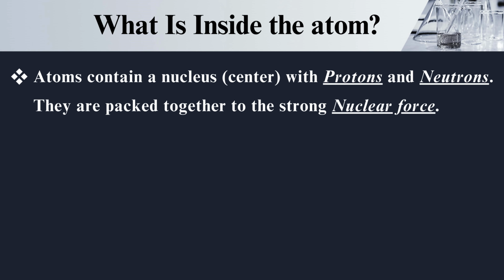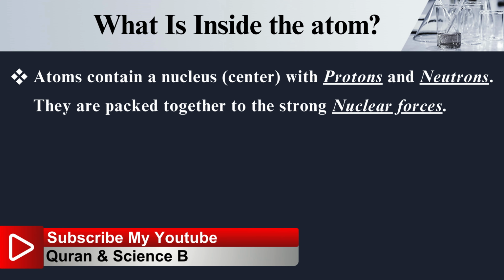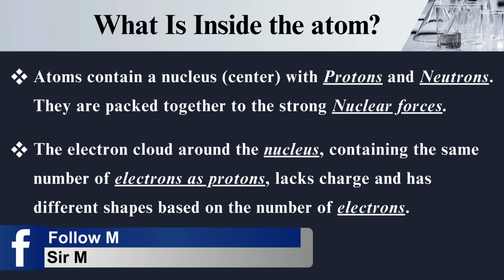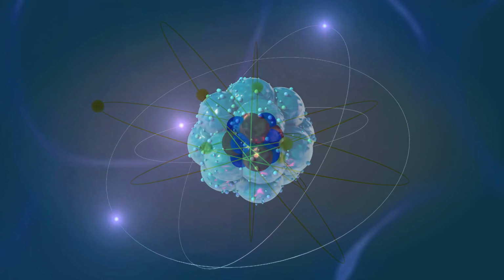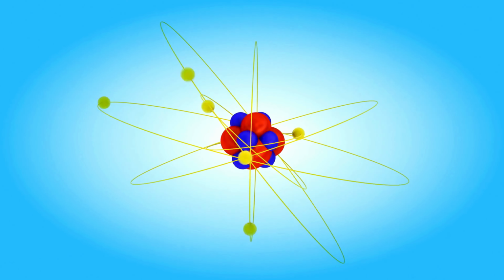What is inside the atom? An atom contains a nucleus at the center with protons and neutrons, packed together by strong nuclear forces. The electron cloud around the nucleus contains the same number of electrons as protons, lacks charge, and has different shapes based on the number of electrons.